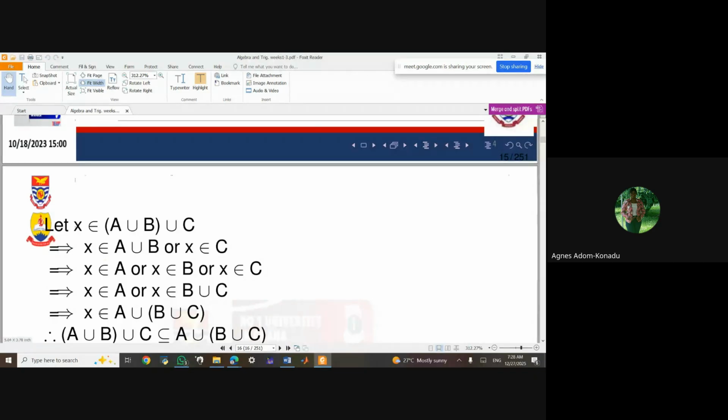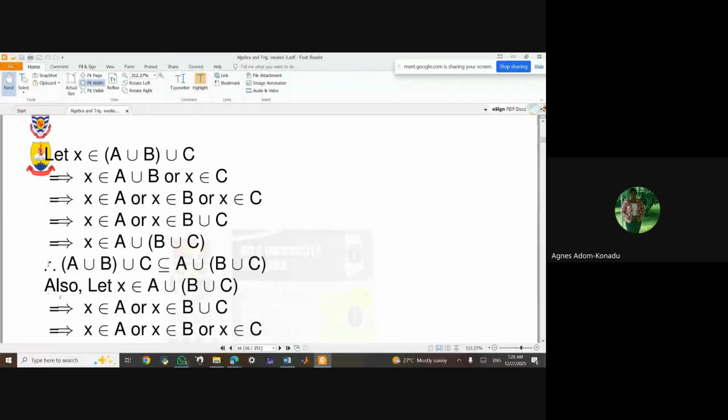Then when I move down, I can say that X is in A union. Then I can decide to put this one in a bracket. So X is in A union, then I open the bracket, X is in B union C. So since I've been able to move from here to here, it means that A union B in a bracket union C is contained in A union in a bracket B union C. Okay, so that is the first one.